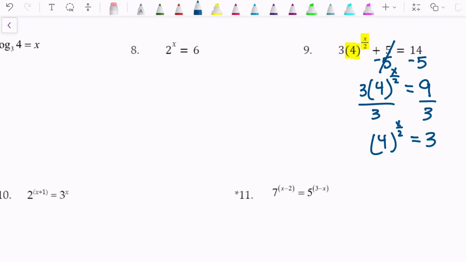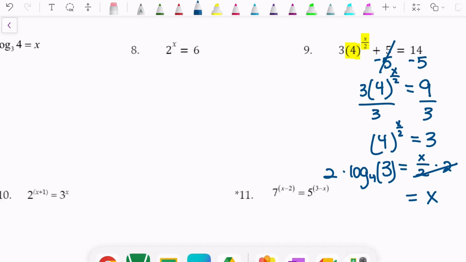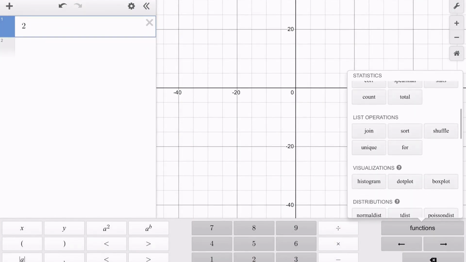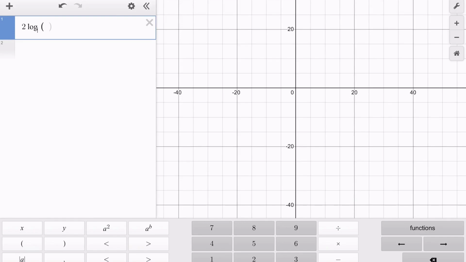And so I would have log base 4 of 3 is equal to the exponent because logs always equal exponents. And to get x alone here, I would need to multiply both sides by 2. And so by not rounding until the end, you really keep your answer the most accurate that it can be. So I have 2 times log base 4 of 3, and I'm going to round to 2 decimal places, which gives me 1.58.